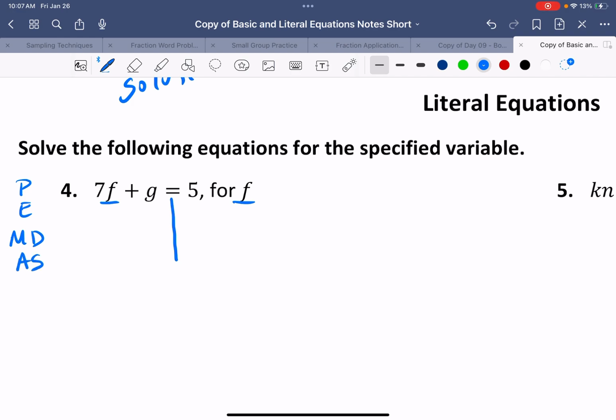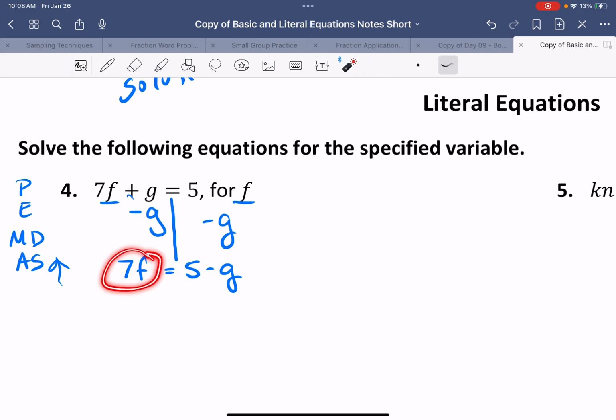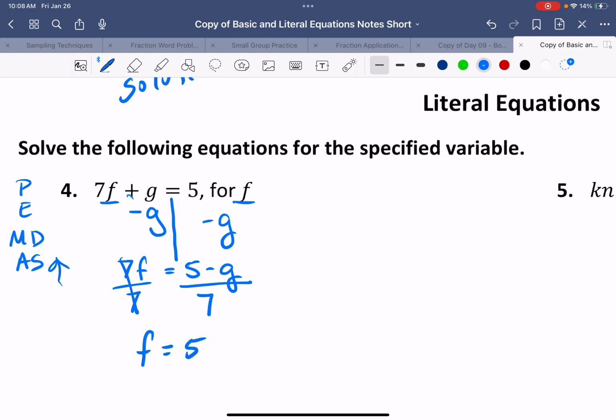All right, going from the bottom up, I've got to subtract my g away. So I'm going to subtract g, and now I'm left with 7f is equal to 5 minus g, okay? And then I'm looking still here because I have to separate that. What is the opposite? Well, I'm going to look at this, multiplication. Opposite is division. So let's divide this by 7. We have to divide the whole thing on the other side by 7. So our answer is f is equal to (5 minus g) over 7.